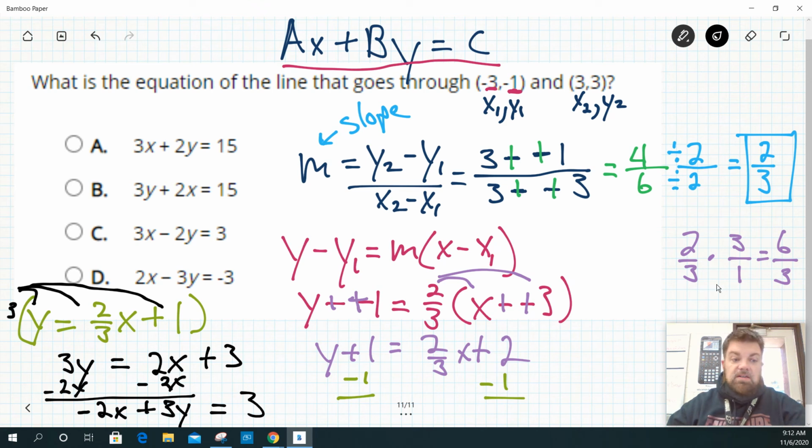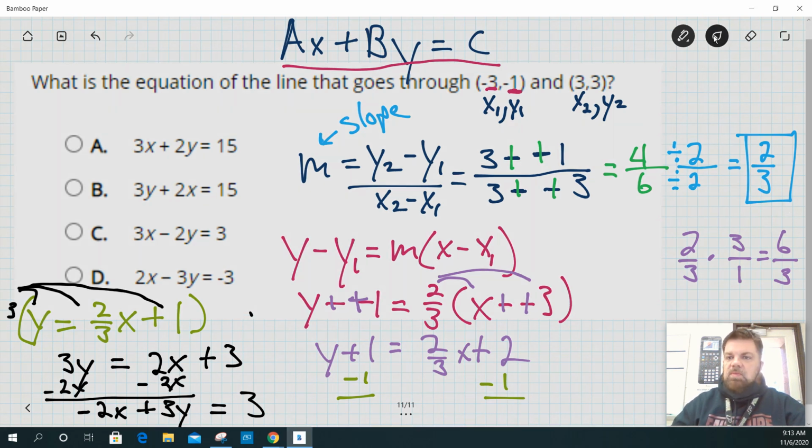Oh, wait. I think I made a mistake somewhere. When I minus a minus, it becomes a plus. Okay, so this is the tricky part. Here's the problem. As I look through this, I realize that none of these solutions that they offer me are what I got. But I noticed that my negative 2x, and this is a positive 2x.